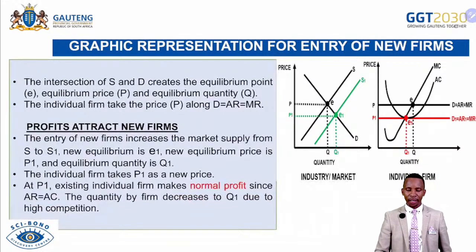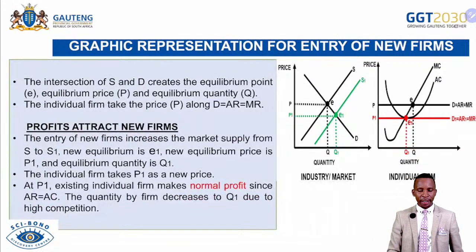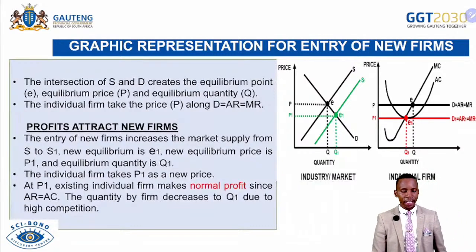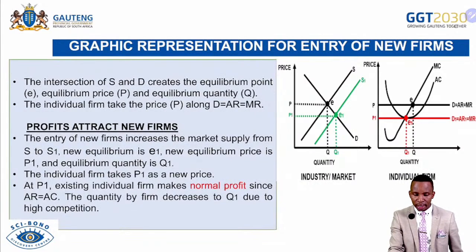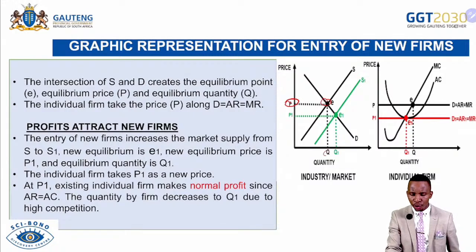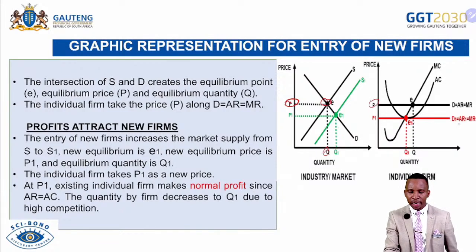So the same graph is back. Let's see. The intersection of S and D creates the equilibrium point, E. We can see there is E, these are the original points. The equilibrium price is P and the equilibrium quantity is Q at the original points. And then the same thing applies: the individual firm takes the price, which is P, along D equals AR equals MR.